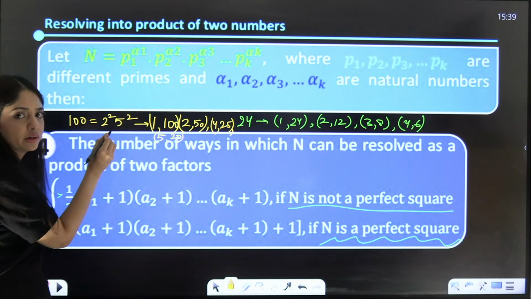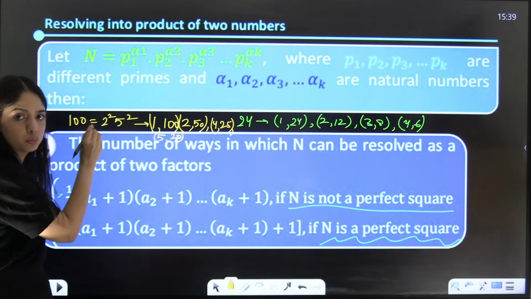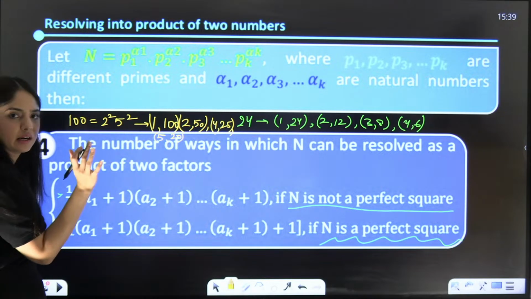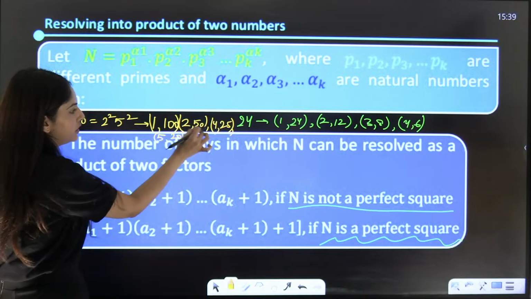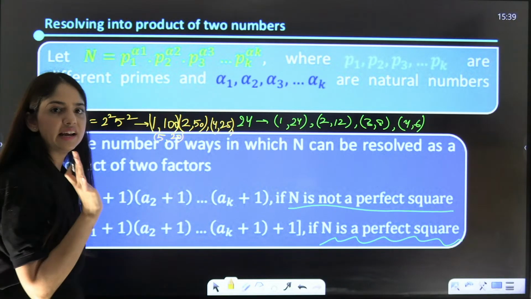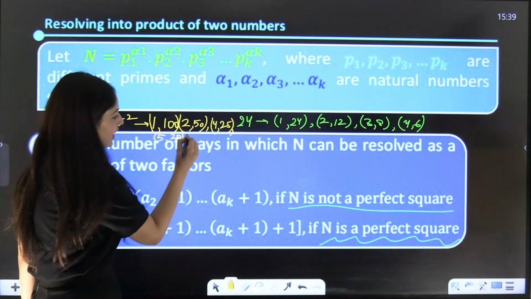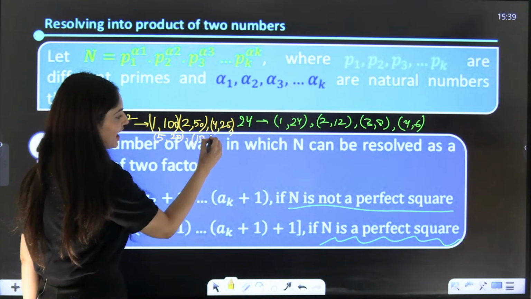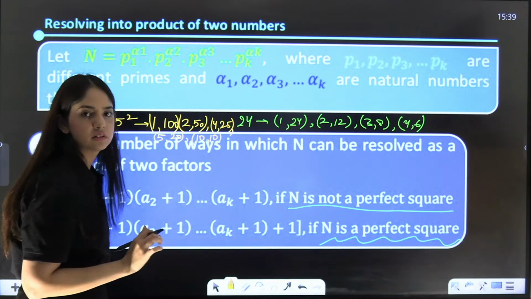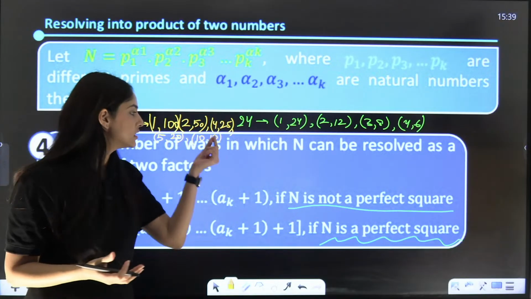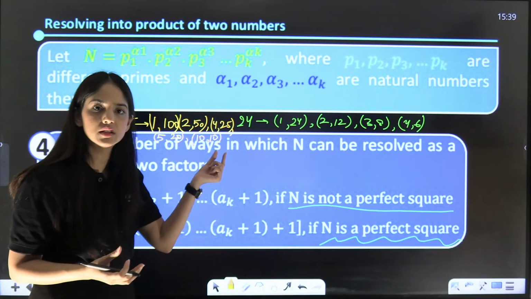How many divisors in total do we have? 3 into 3, 2 plus 1, 3, 2 plus 1, 3, 9. So we have taken 1, 2, 3, 4, 5, 6, 7, 8. We have taken 8 of them. What is remaining? 10. Now to make the pair, we have to count 10 twice. But while counting the number of divisors, we only took 10 once, right?